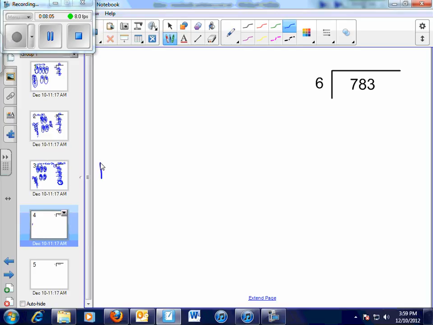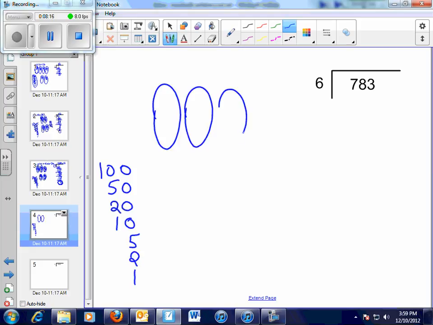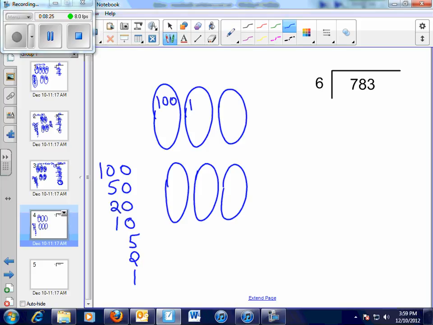783 divided by 6. I'll jot down my friendly numbers again. Make my 6 ovals. And in this case, I can use 100 in each group. So I'll do that. You can see how this could get very, very messy if you don't take care to write ovals and give yourself enough space to write in each group. So there's 600. I subtract, and I get 183.